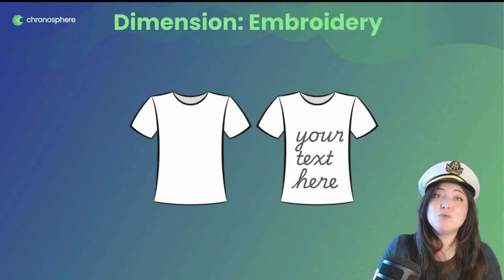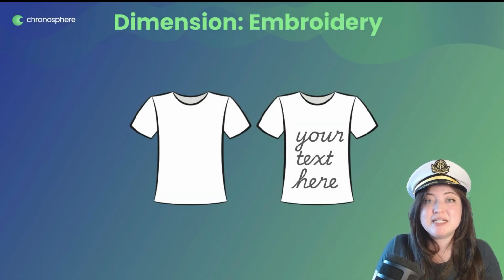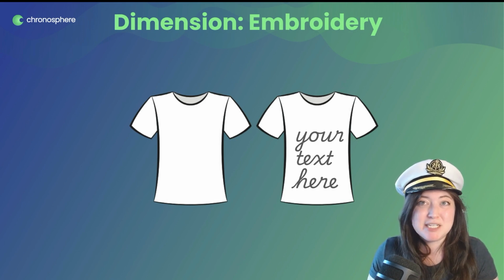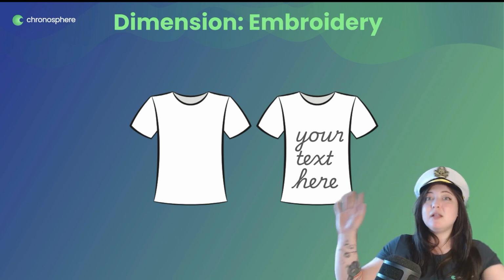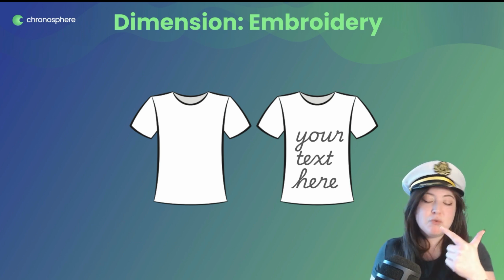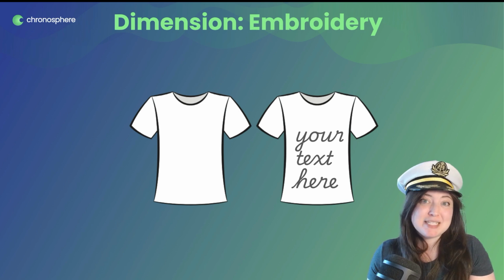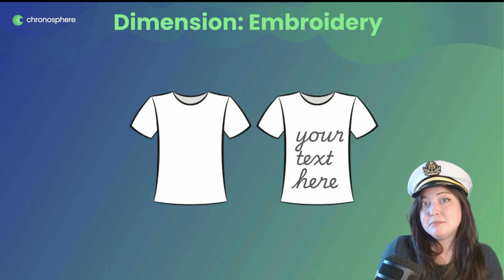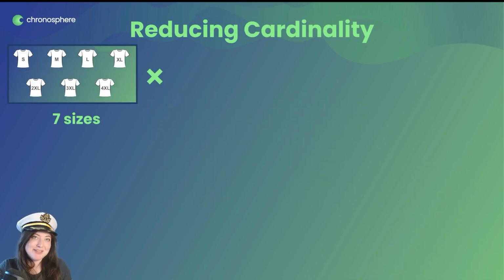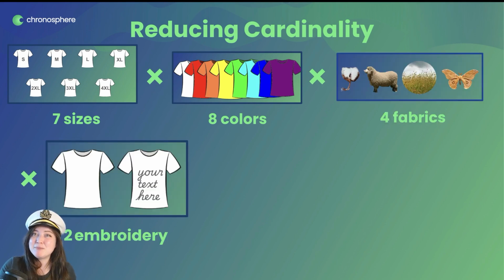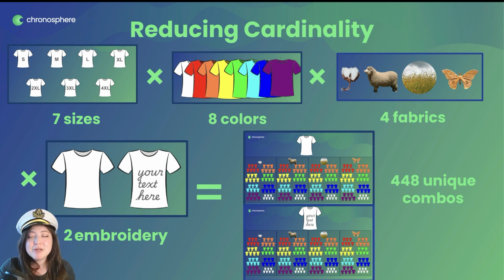Now, if we wanted to reduce cardinality for this t-shirt dataset, the best and most impactful dimension to look at is custom embroidery. So instead of using all of the possible combinations, what if instead we set embroidery true or false? A dimension with 2 fixed options is going to have a much lower impact and still give us information about embroidery. This would give us our 7 sizes times 8 colors times 4 fabrics times 2 embroidery options, true or false, with a very manageable 448 unique combinations.